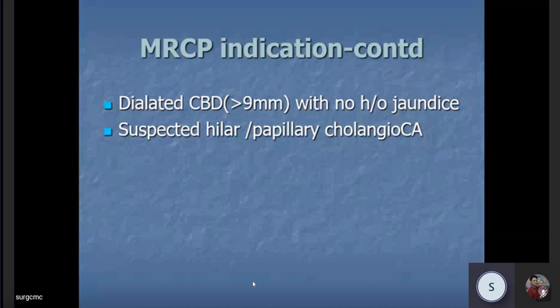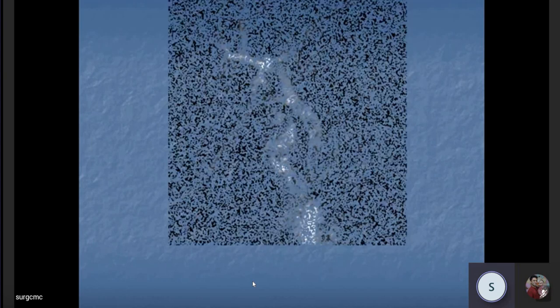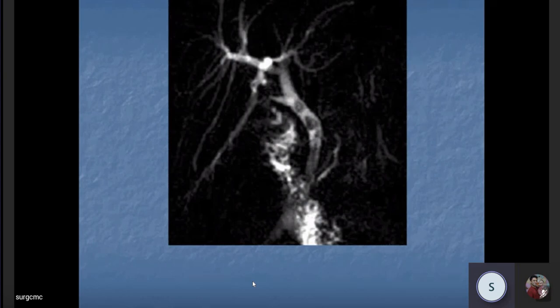So when we find there is a dilated common bile duct with no history of jaundice, or hilar or papillary cholangiocarcinoma, somebody was asking me whether the filling defect is malignancy or not, then MRCP is helpful. This is an MRCP picture. The pancreatic-biliary tree is visible, and these are the stones.